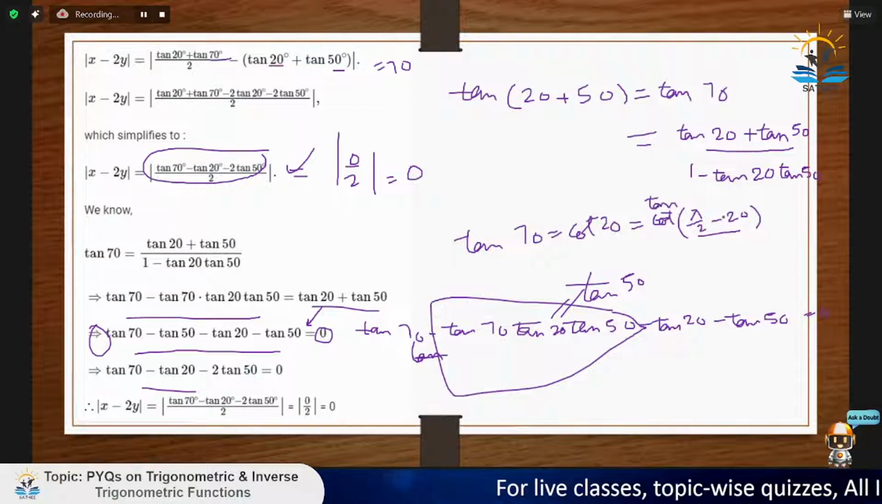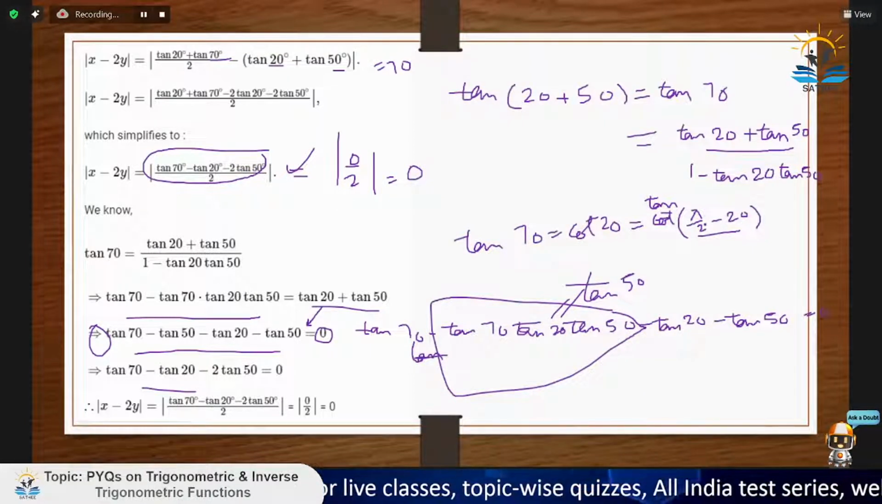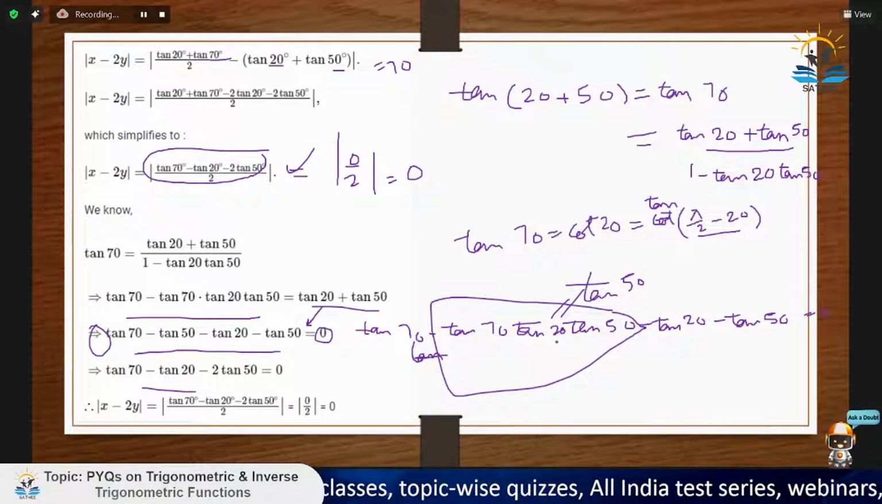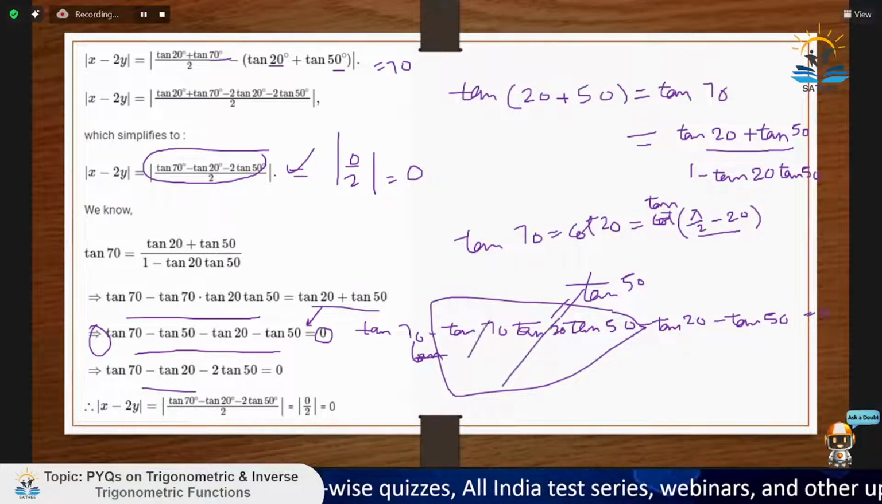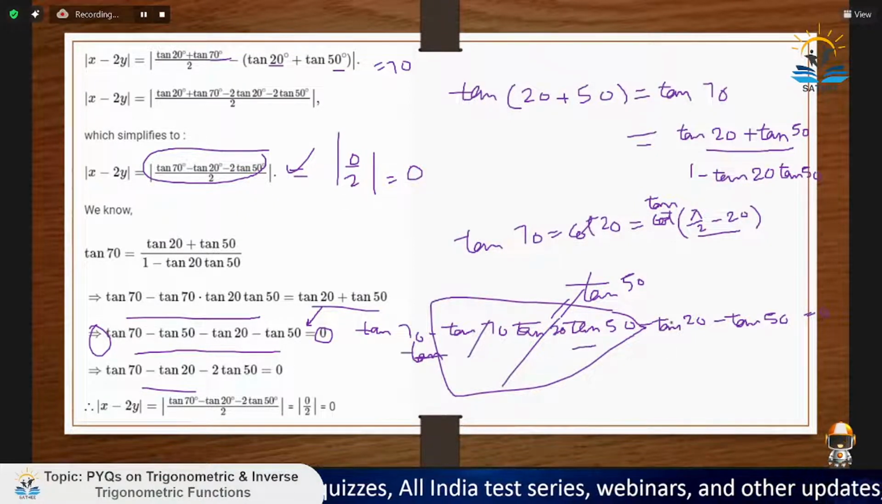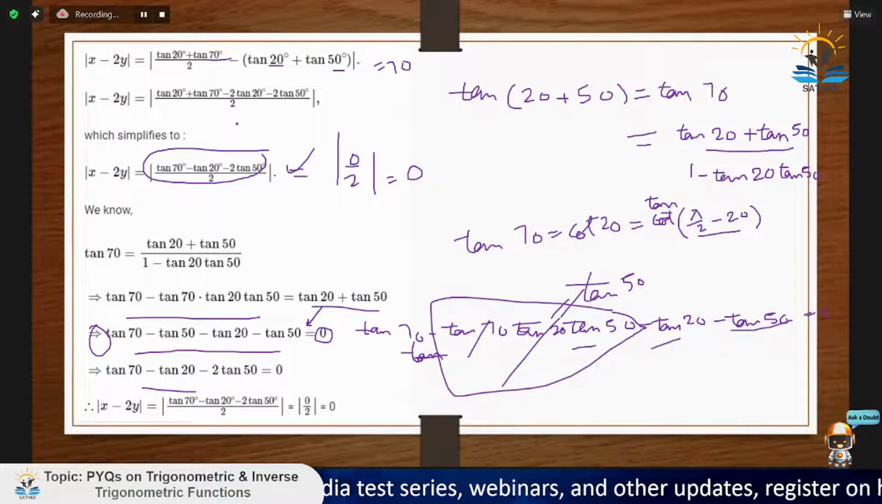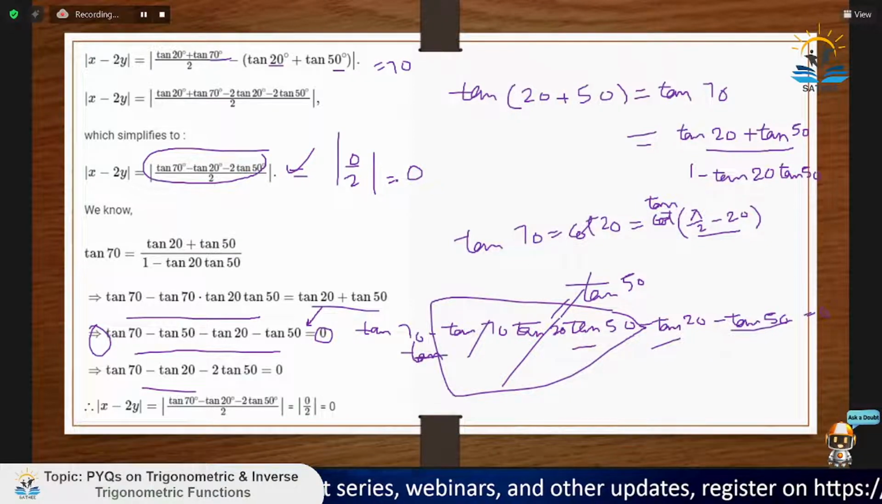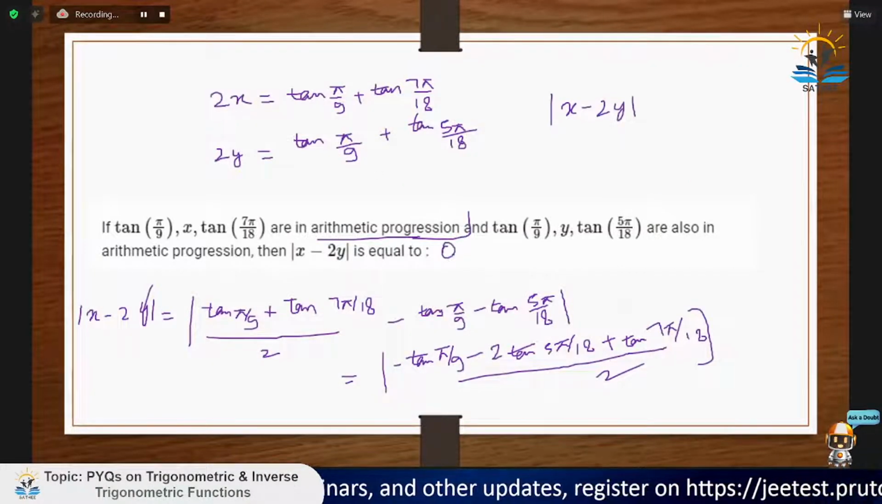and this thing is tan 70, and since it is pi by 2, we know that in case of odd multiples of pi by 2, it converts to cot. So that's why tan 70 is equal to cot 20, and tan and cot are inverse of each other. So this and this will cancel. So tan 70 minus tan 50 minus tan 20 minus tan 50 equal to 0. From there you are getting this thing equal to 0. So 0 by 2 is equal to 0. So mod of x minus 2y is equal to 0.